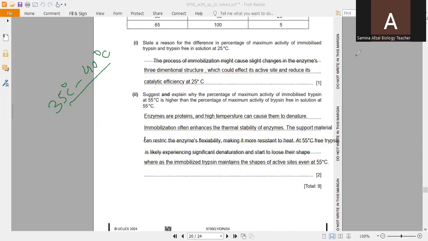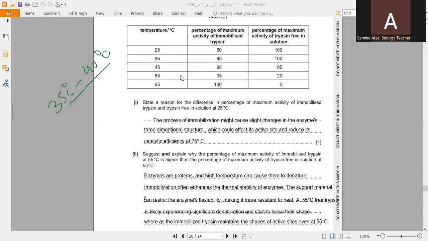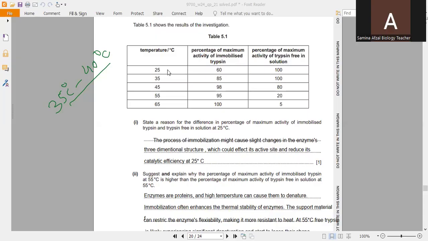And then the next question is: suggest and explain why the percentage of maximum activity of immobilized trypsin at 55 is higher than the percentage of the maximum activity of trypsin free in solution at 55 degrees centigrade. Already explained, that is at 55 degrees centigrade and 25 degrees centigrade, there is a change in the activity. You can see over there at 25 degrees centigrade, the percentage of maximum activity of immobilized trypsin is 60%, and the percentage of maximum activity of trypsin free in solution is 100%.